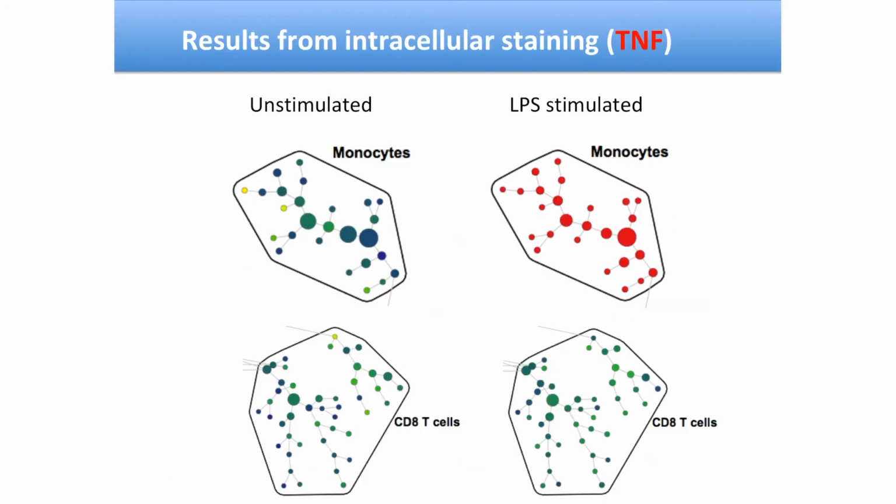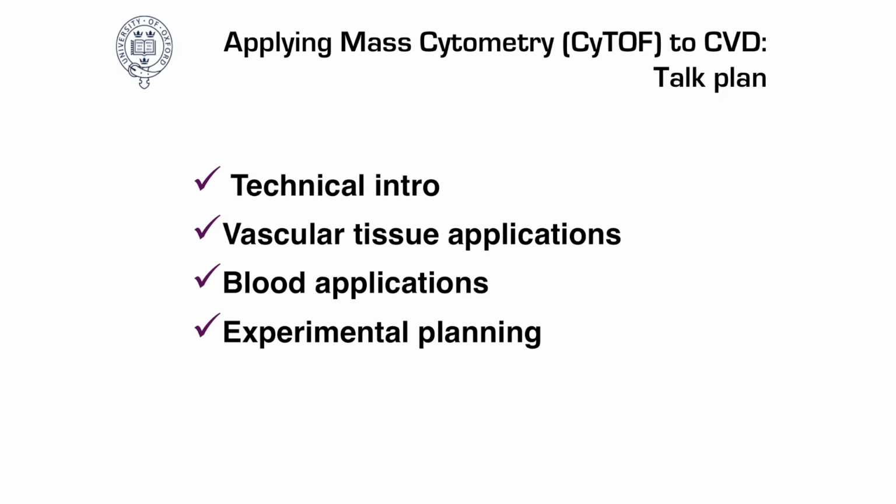You can also use this technology to look at intracellular cytokine staining. For example, you can use stimulated and unstimulated conditions, and you can see, for example, how an important cytokine, tumor necrosis factor alpha, is produced by monocytes after LPS stimulation.